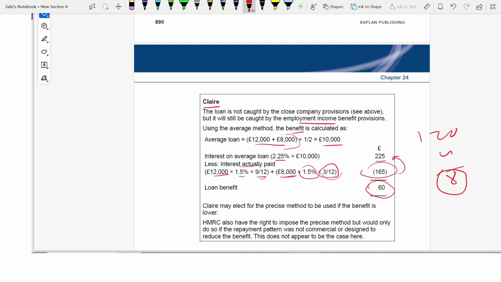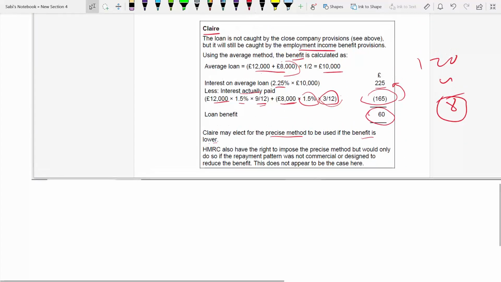Okay. Here they might elect for the precise method if the benefit is lower. So in this case, HMRC have the right to impose the precise method, but would only do so if the repayment pattern was not commercial or designed to reduce the benefit. This does not appear to be the case here. In this case, precise method or average method does not give a big difference. So any method is fine.